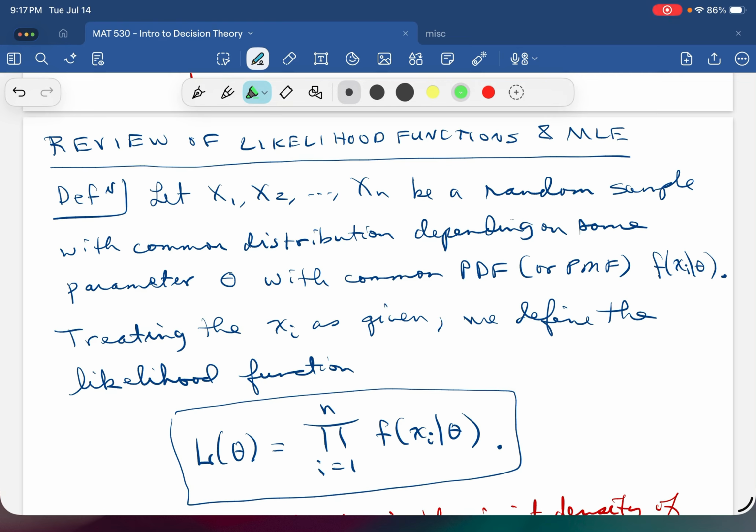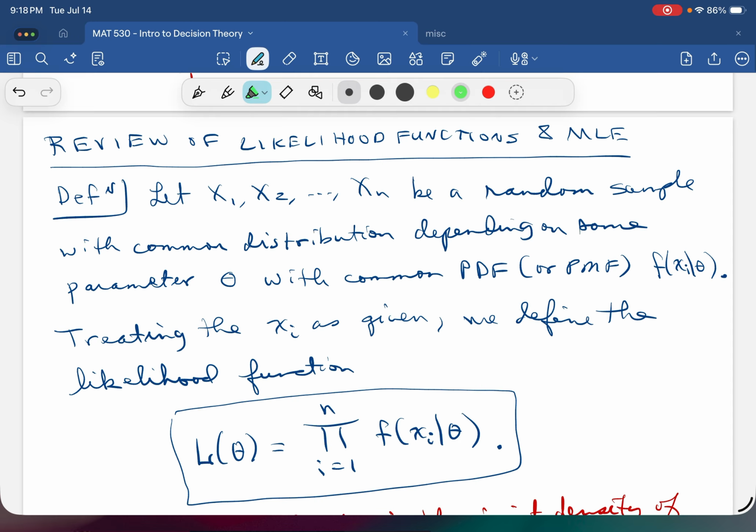In this video, we're going to look at the ML2 method of selecting a prior distribution. But before doing so, let's just briefly review likelihood functions and the maximum likelihood estimator. Now this notation will maybe not match exactly the way we use it in the textbook, but we just want to get the basic idea.